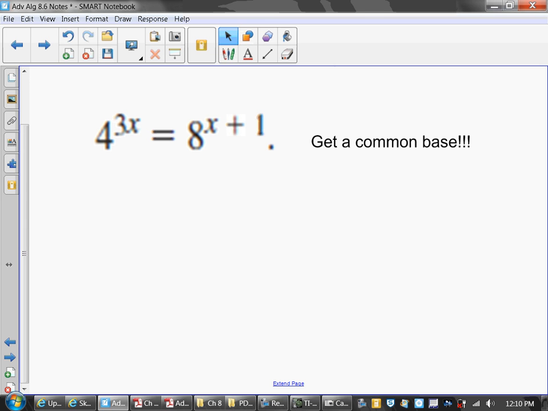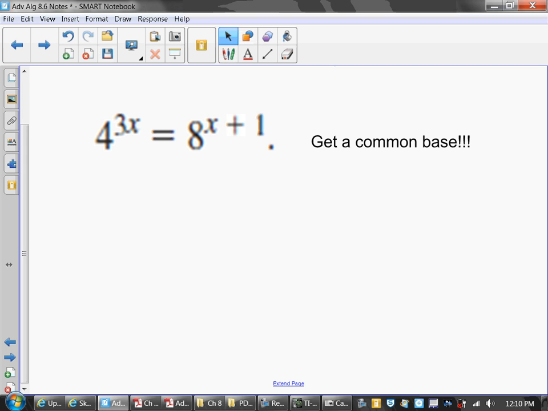in a base. What you want to do for these types of problems is work back and forth within our bases. So we want to be able to rewrite equations with different bases. Now, between a 4 and an 8, they have a common base of 2. 4 is 2 squared, and 8 is 2 cubed. Do you agree on that?